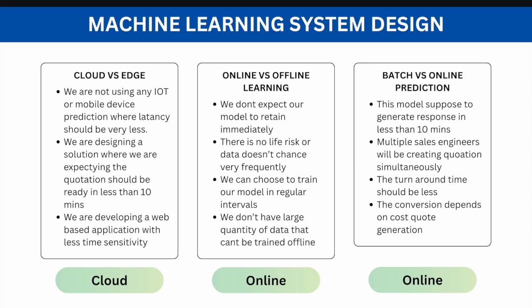For online versus offline learning, we didn't expect our model to train immediately, because the data regarding cloud migration doesn't change very often. It takes some time to change. So we chose to train our model at smaller intervals, like once a month or once every two weeks. That's how we started, and we chose offline learning. For batch versus online predictions, as we are working on a model which generates quotations, and the quotations have to be time sensitive, we have selected online predictions rather than batch predictions.